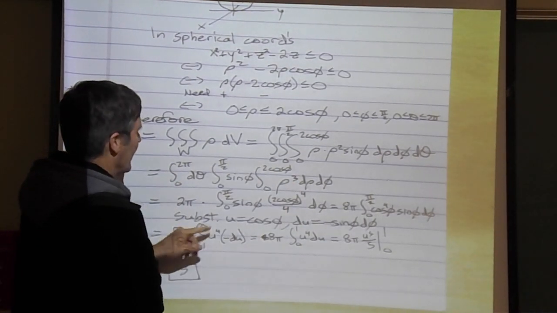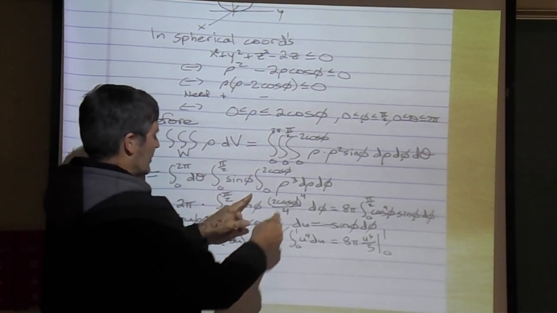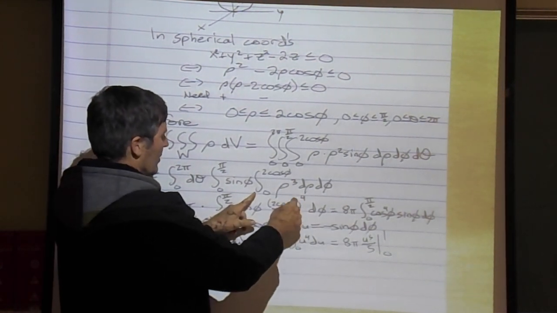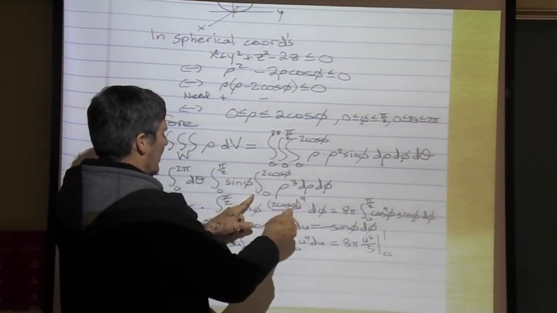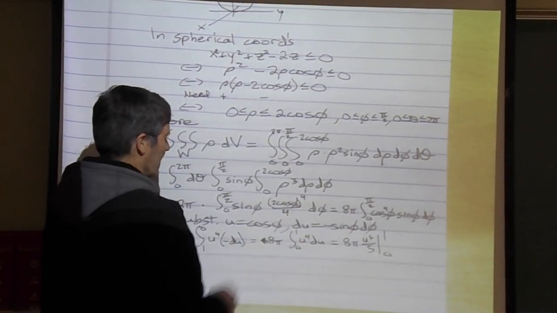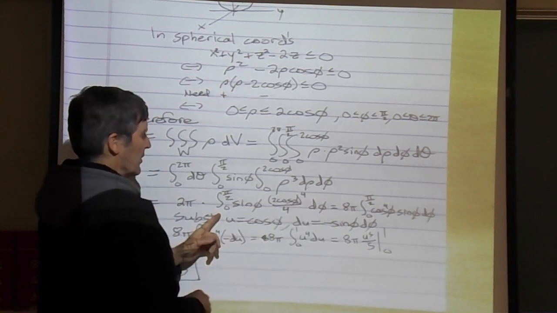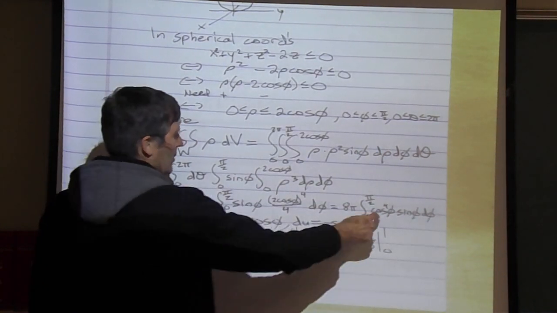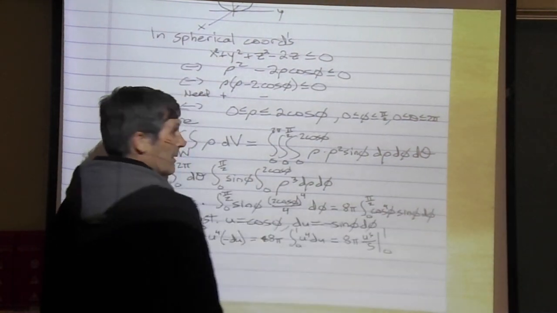This one is 2 pi. This one over here, what you do is you integrate rho cubed and you get rho to the 4th over 4. Plug in this endpoint and you get (2 cosine phi) to the 4th over 4. Plug in 0, you get nothing. So this is the integral I have to do with respect to phi. It's an integral of cosine to the 4th times sine phi d phi. We can solve this one.